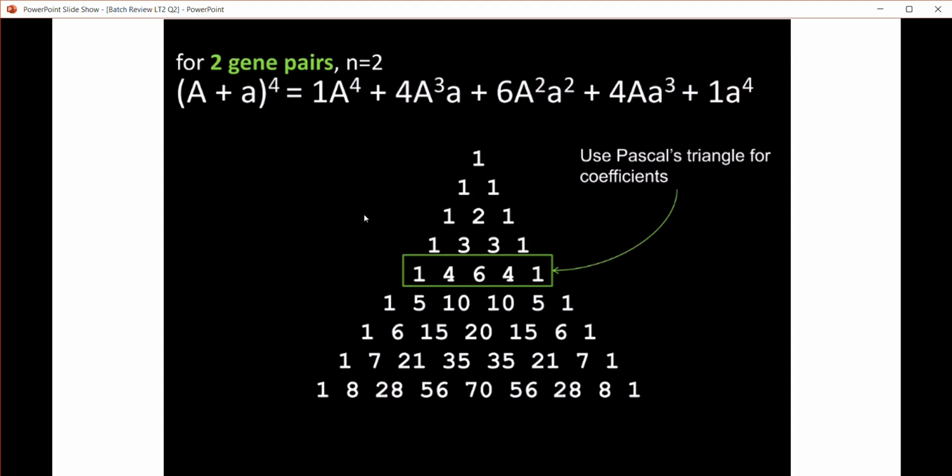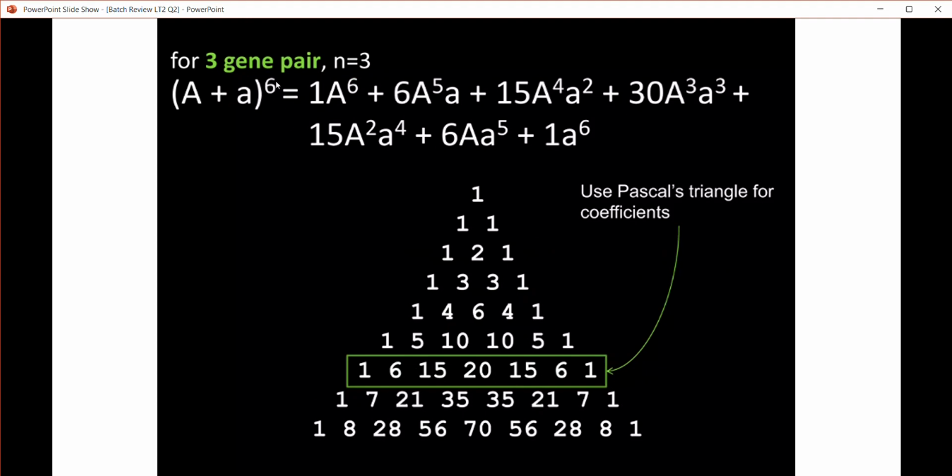Then you have a 1 is to 4 is to 6 is to 4 is to 1 phenotypic ratio for 2 gene pairs. If you have 3 gene pairs, which means 6 alleles, then you have a 1 is to 6 is to 15 is to 20 is to 15 is to 6 is to 1 phenotypic ratio. How do you know the genotypes? Then you just make use of the expansion over here.